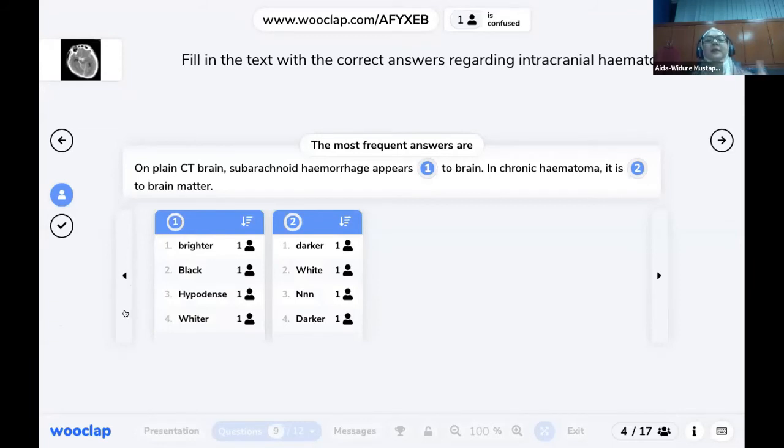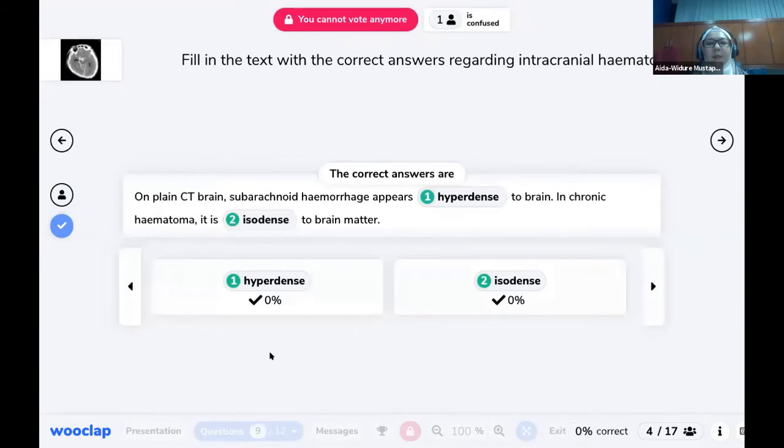Okay, so this is the opportunity for you to give feedback to your students. Say, yes, well done. Then you can use this time to explain why it is more hyperdense and why it is more isodense to brain matter. So this is just another example of how you can engage your students to be aware that this is an important concept for them to grasp. Okay, let's move on to the next question.